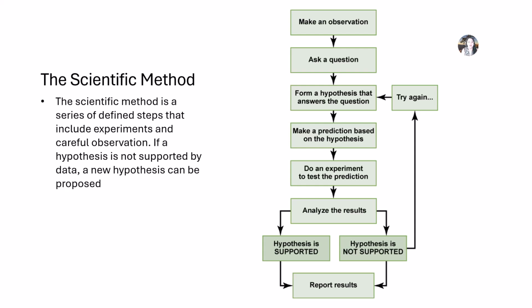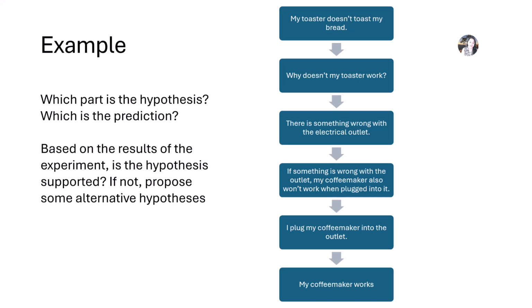Yeah. And we actually do this a lot in daily life. It usually happens when something goes wrong. So you notice something, you make an observation, like, oh no, my toaster doesn't toast my bread. Or my favorite example is my car is making a weird noise. Why is that happening? What is this due to? In this example, my toaster isn't toasting my bread. You're wondering, okay, why doesn't my toaster work? So that's your question. And then you can make a hypothesis.